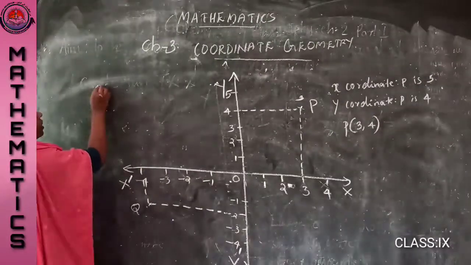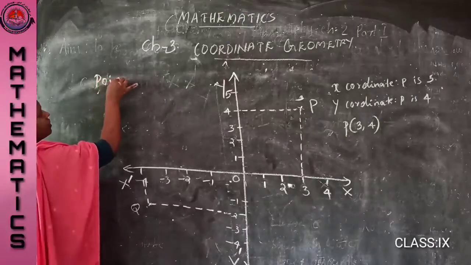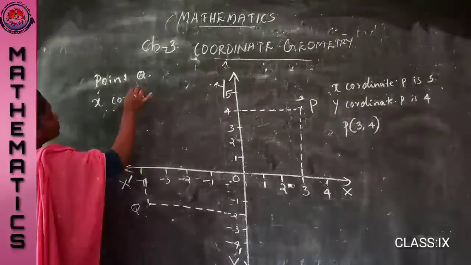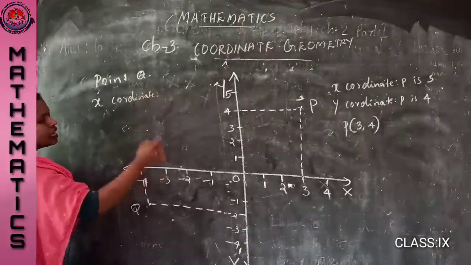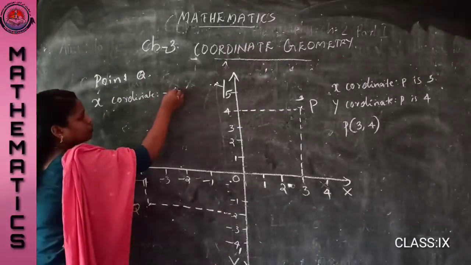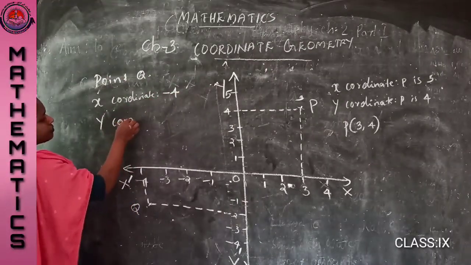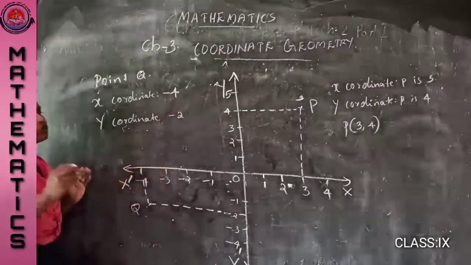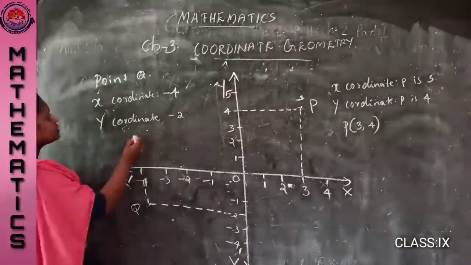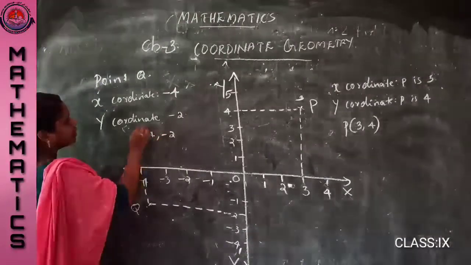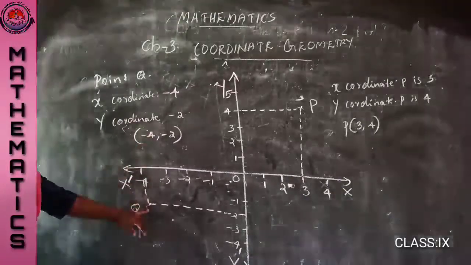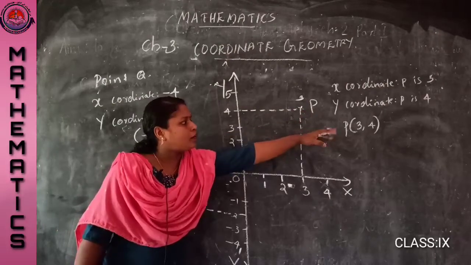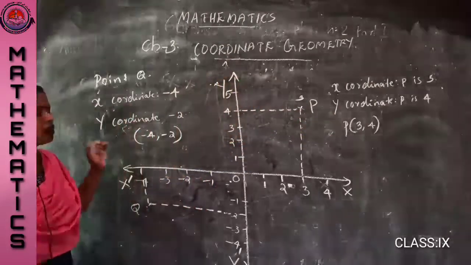So point Q, the x coordinate is in the negative direction, so negative 4. Y coordinate is negative 2, therefore the coordinates of the point Q is (-4, -2). These are the coordinates of point Q and point P. The coordinates of point P is (3, 4). Okay, I think it is clear.